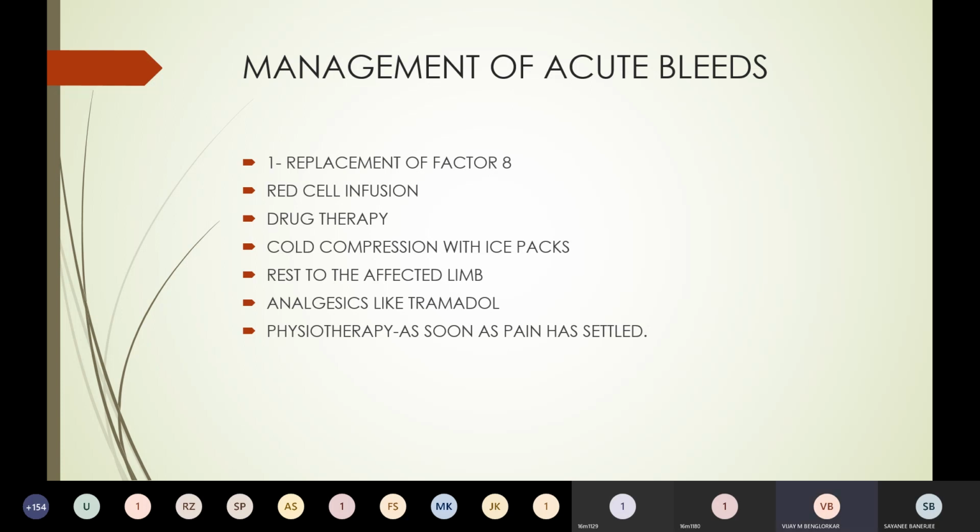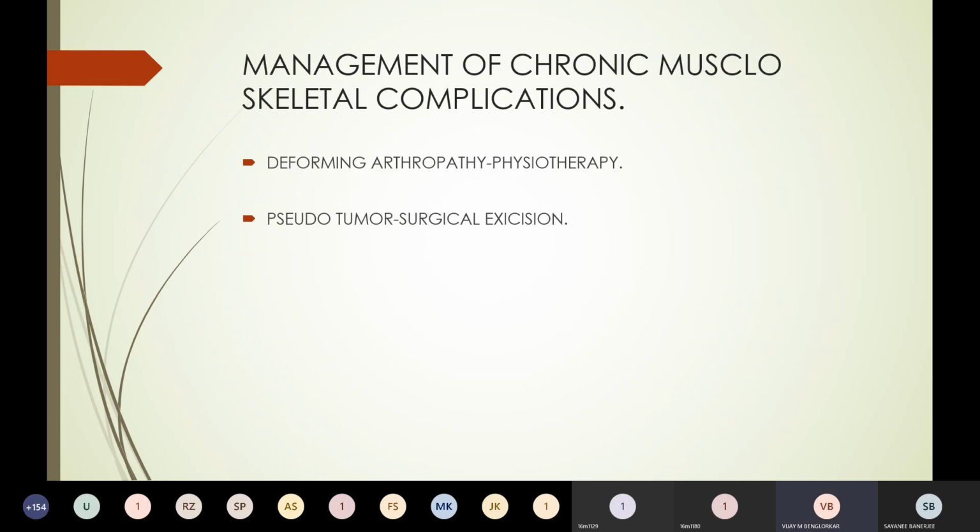This is an acute bleed. In chronic, because of repeated hemarthrosis, there will be chronic complications. Management of chronic musculoskeletal complications. Deforming arthropathy, where the articular cartilage is damaged. So treatment is physiotherapy.